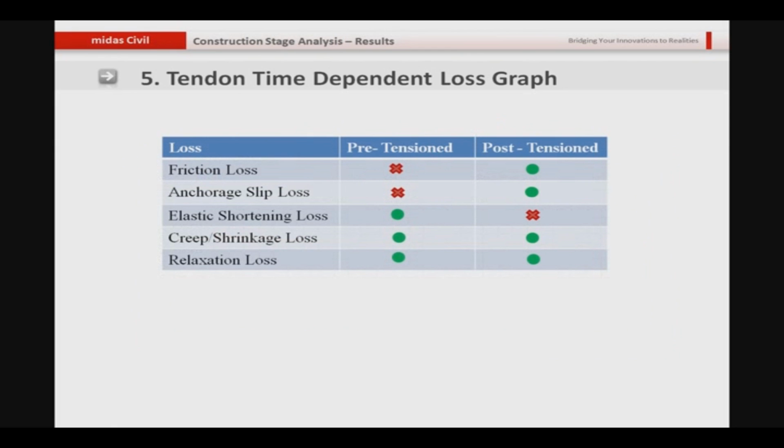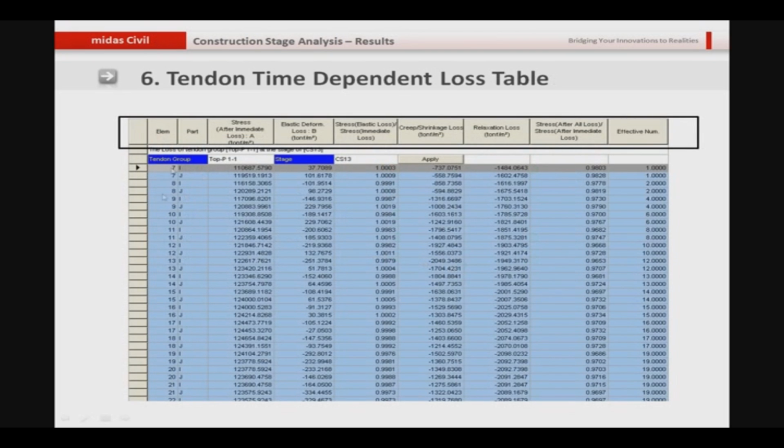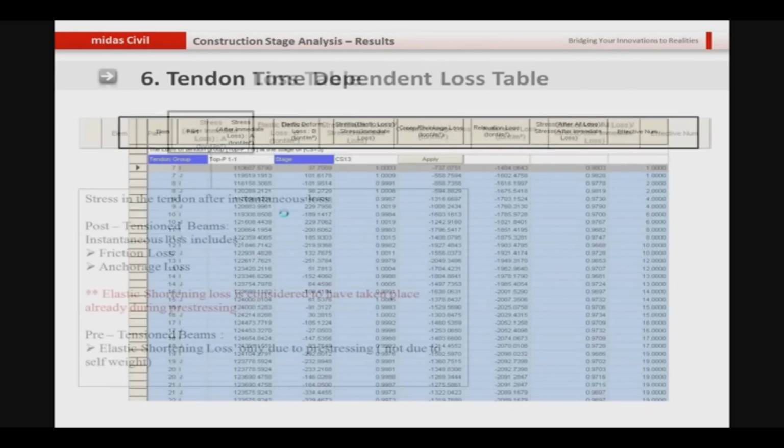Now to give you an idea, for pre-tension and post-tension, the calculation of loss is different as we know. The friction loss is not calculated for pre-tension, but for post-tension it is calculated. Similarly, anchorage slip loss will be calculated for post-tension only. Elastic shortening loss will be calculated only for pre-tension. The creep and shrinkage will be calculated for both pre-tension and post-tension, and the relaxation loss will be calculated for both pre-tension and post-tension. And this is how the table that we obtained looks like.